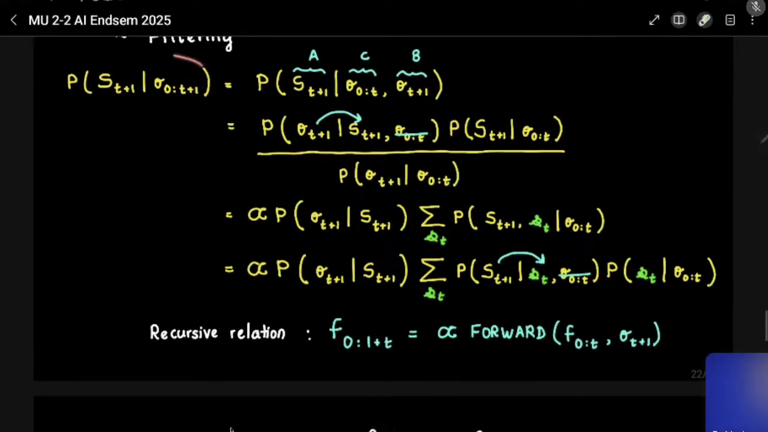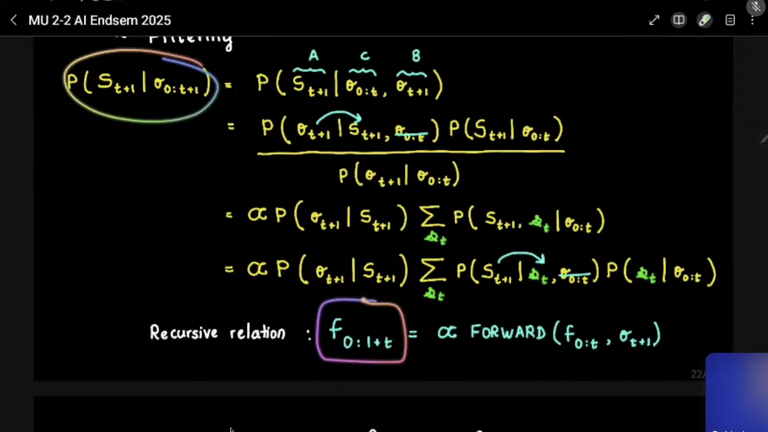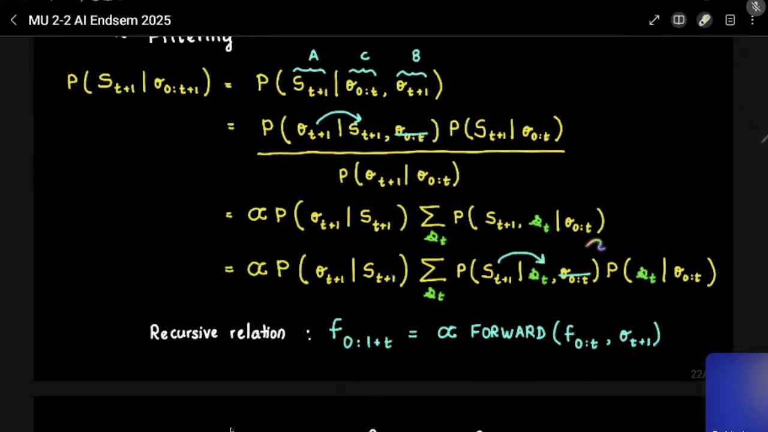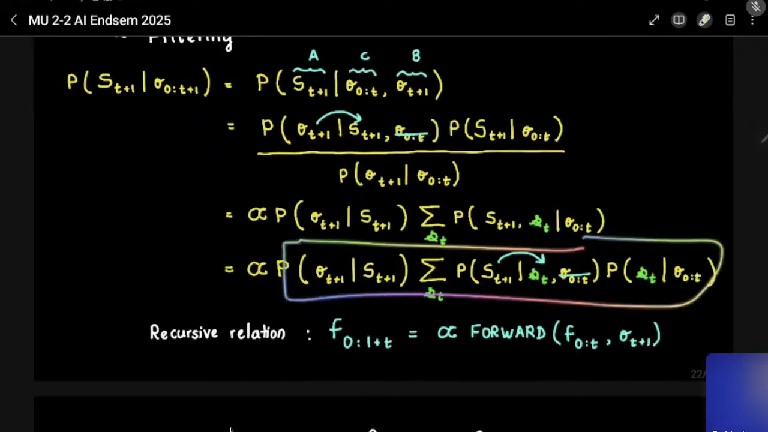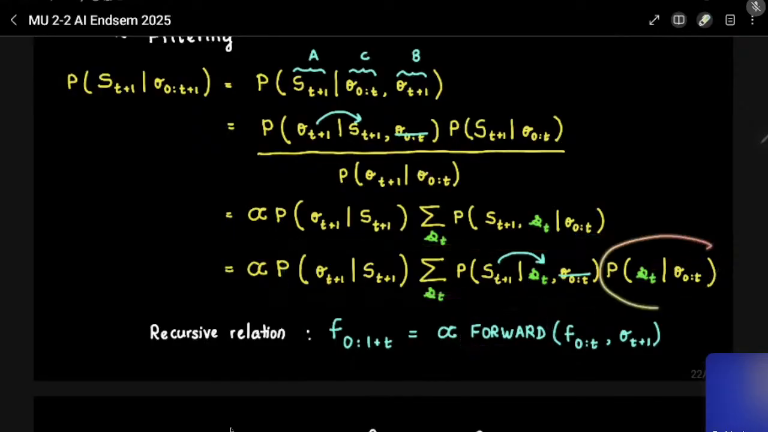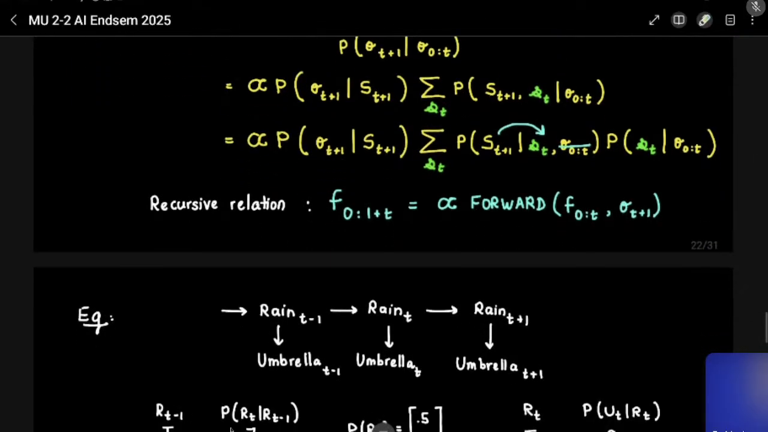So if I say this is f_0:t+1, I can write it as alpha times some algorithm. You can think of this as some computation, some function called forward, which will depend on f_0:t. So if this is f_0:t+1, this is f_0:t, and you'll also have to provide the sequence of observations. Fine, this was just a recursive relation.